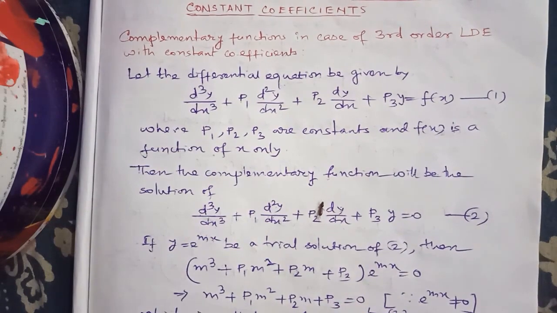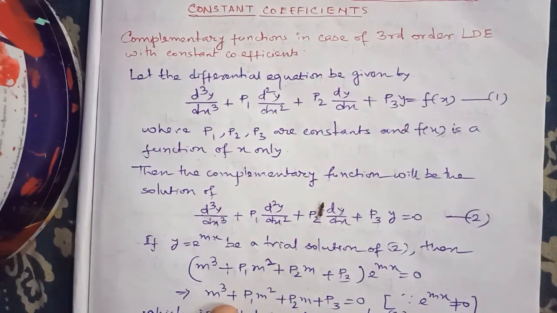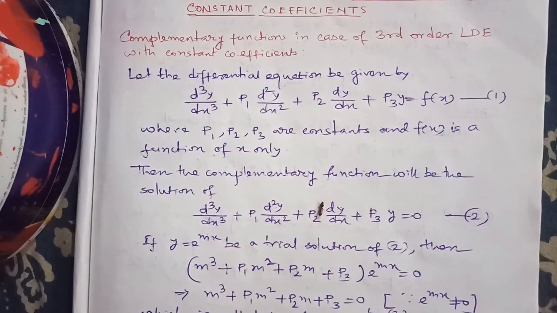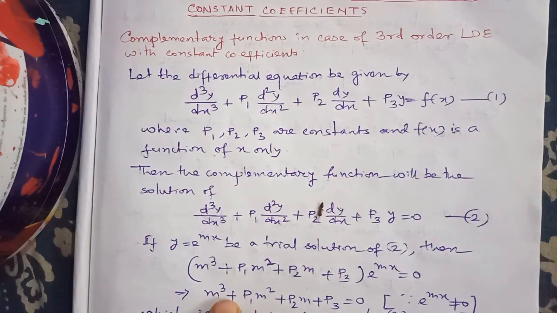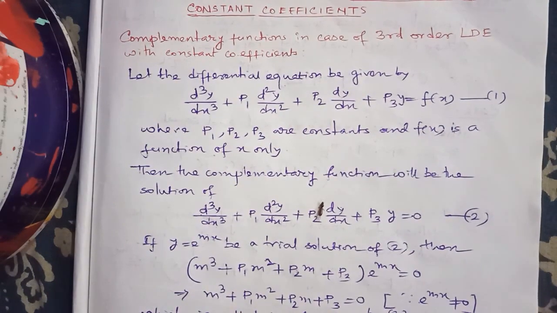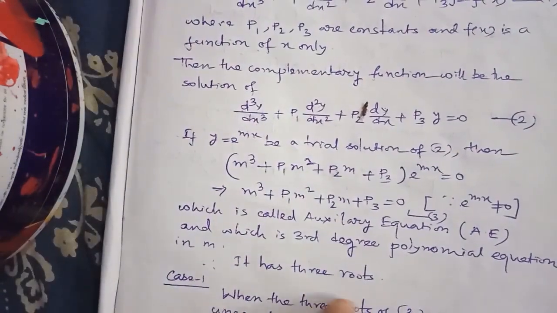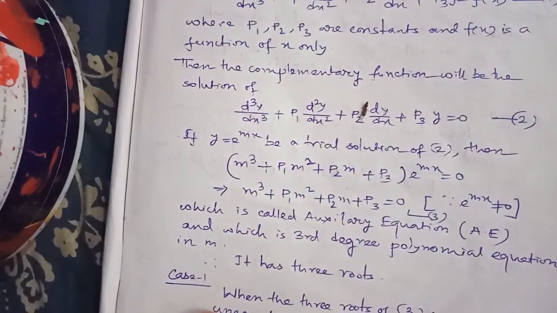I have said this before in the previous lecture. Now this is a polynomial of third order, third degree. So how many solutions will this have? It will have three solutions, three roots. What can those three roots be? Well, all three roots can be real.